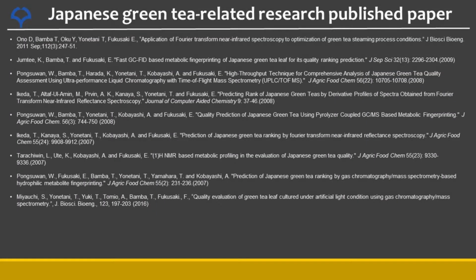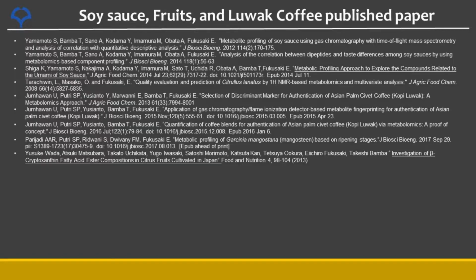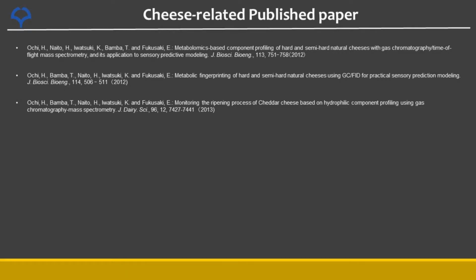This slide shows the list of publications related to Japanese green tea research. Meanwhile, this is the list of publications related with soy sauce, foods, and coffee research. And this slide shows the publications related with fermented food, for example, cheese and tempeh.